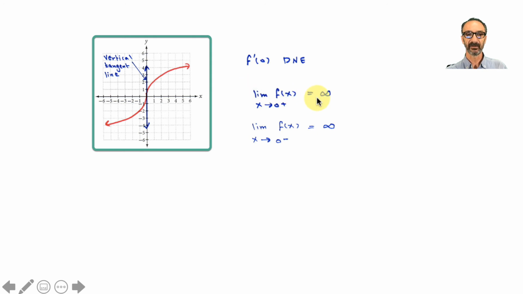The limit from the right is infinity. The limit from the left is infinity. I know they both agree, but that's not an answer. That's not L. The limit has to be a number to say it does exist. When the limit is infinity, we say it does not exist. So f prime at 0 does not exist. That's kind of a summary of where derivatives do not exist: endpoints, discontinuity if the graph is not continuous there, corner points, cusps, and vertical tangents, like this one.